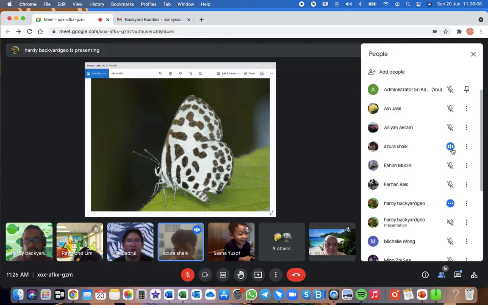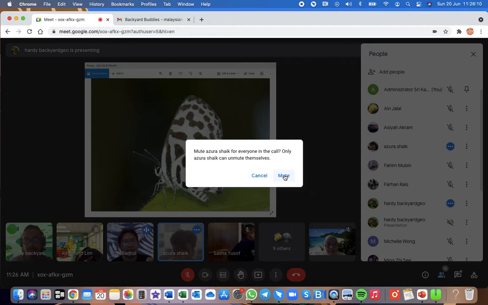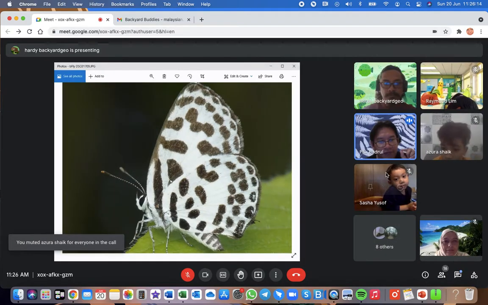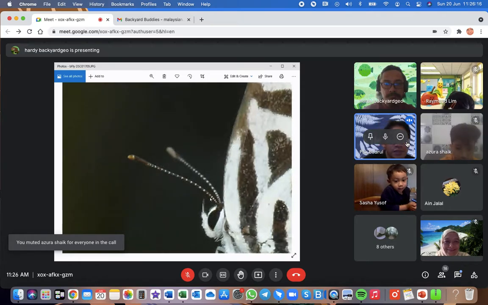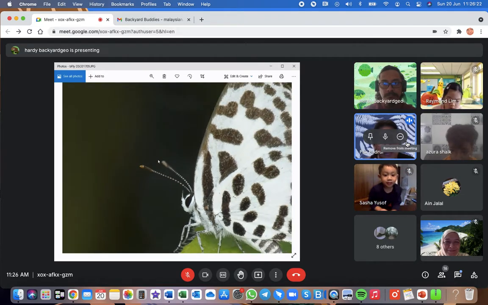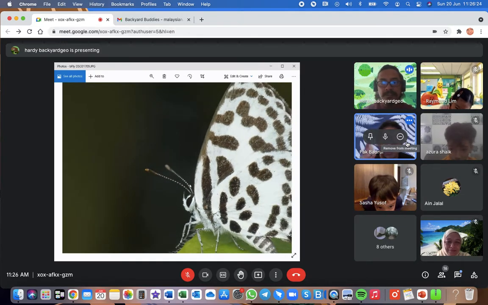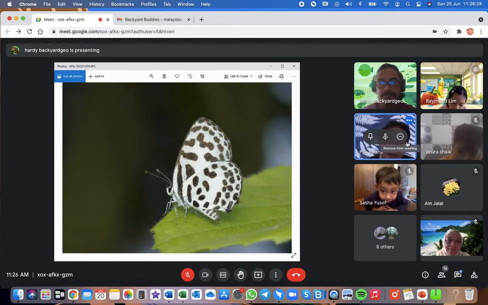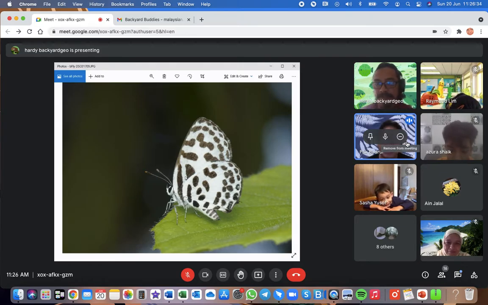And also you can look at the antenna. For a butterfly, the antenna has knobs. You can see the knobs at the end of the antenna. And for a moth, the antenna is usually feathery. And a butterfly is active during the day, but a moth is usually active at night. You can Google that.